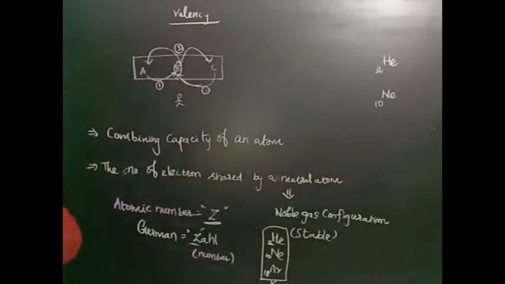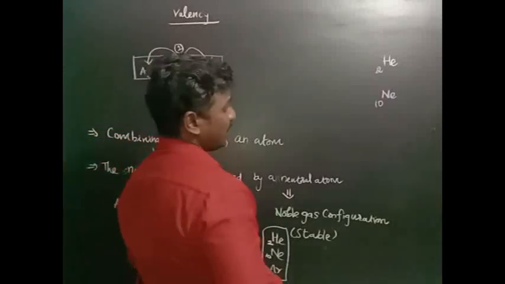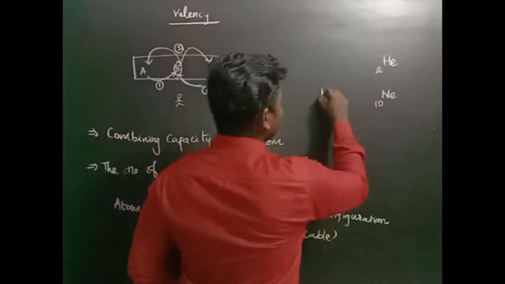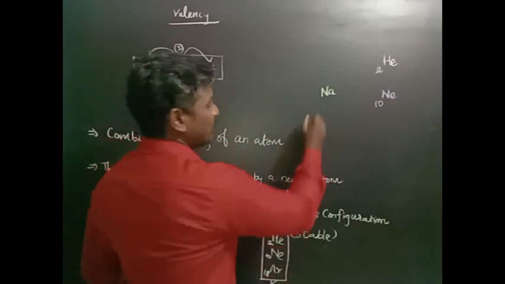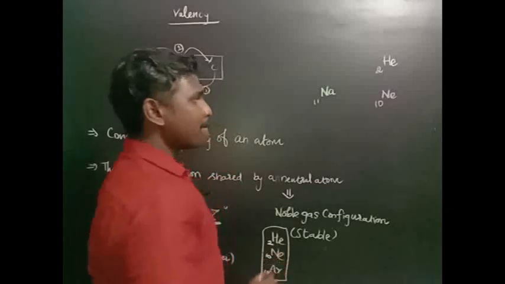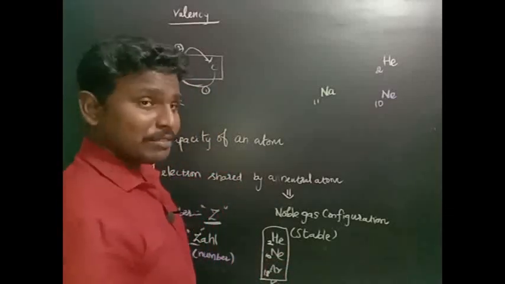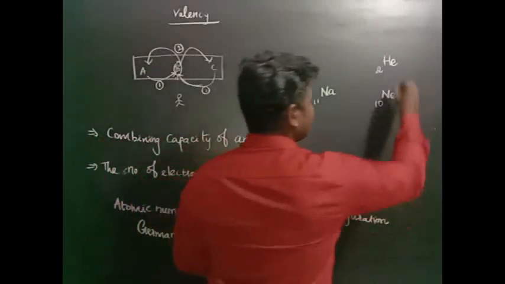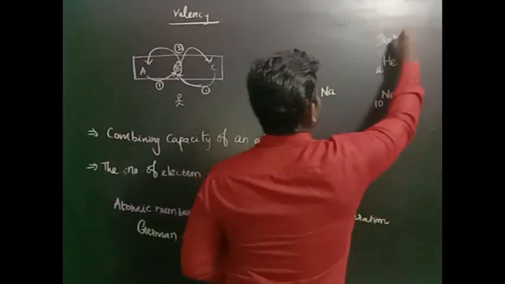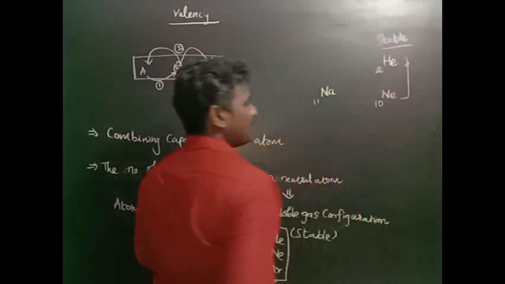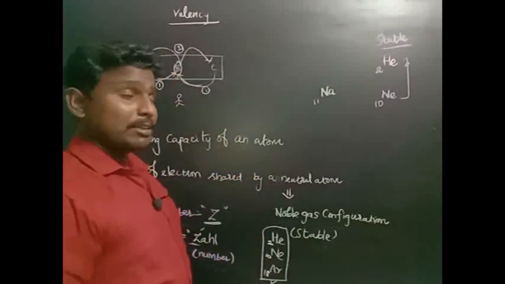Listen, the atomic number of helium is 2 and the atomic number of neon is 10. But I am going to take one element called sodium. What is the atomic number of sodium? It is 11. I want to reach the noble gas configuration because I want it to be stable. Right? These are much more stable. So I want to be stable. Which one will I prefer?